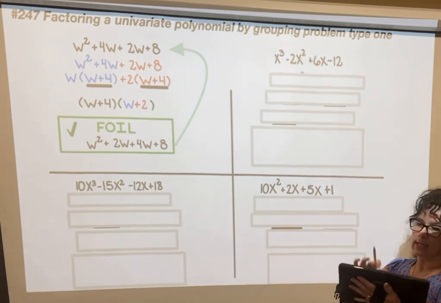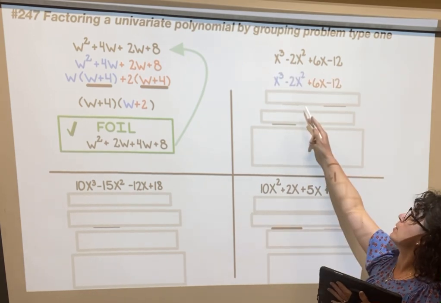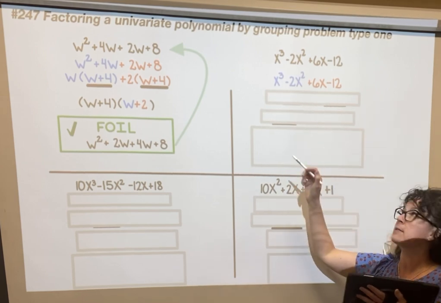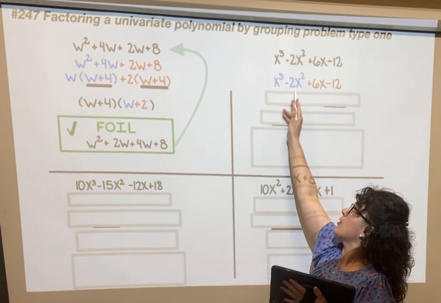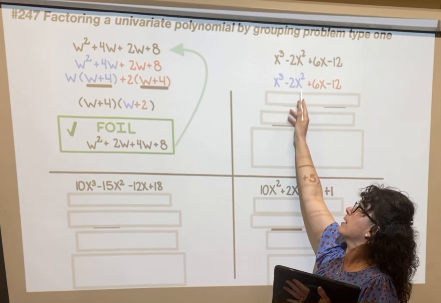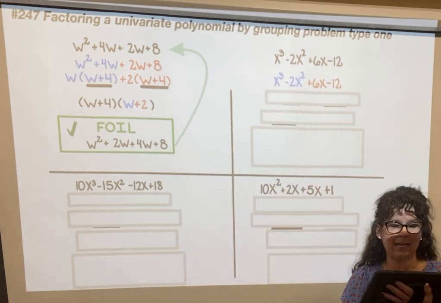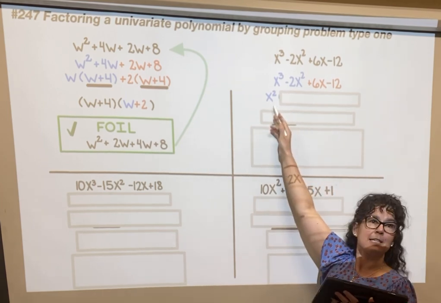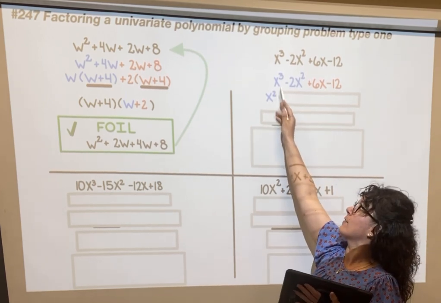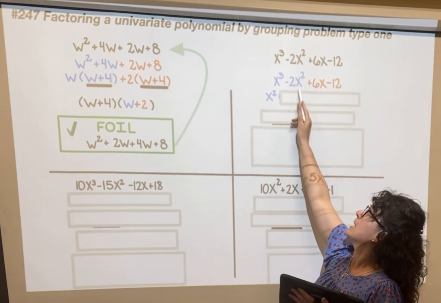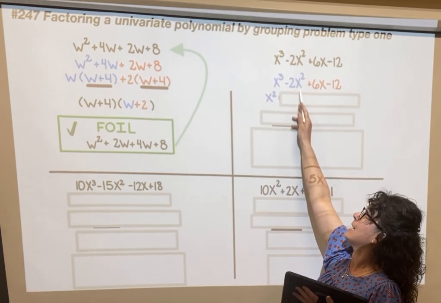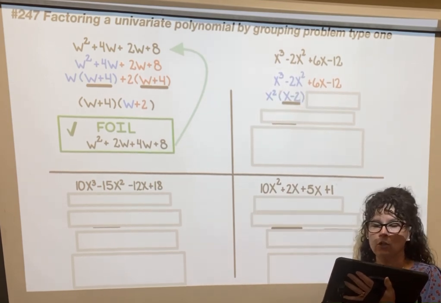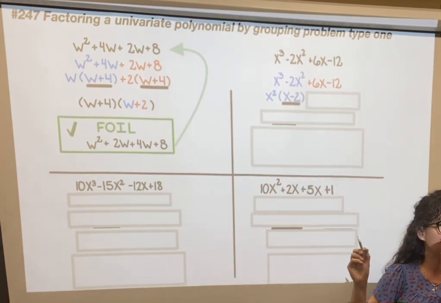This one here, if I group the front 2 and the back 2, my fronts are the blue ones, the backs are the red ones. What's in common to x to the third and negative 2x squared? They both have an x to the second power. So I'm going to take an x to the second out. If I take it out of x cubed, I'll have an x left. And if I take an x to the second out of negative 2x squared, I'll still have negative 2. So you put what's left in parentheses.